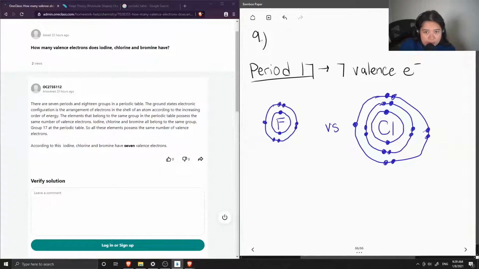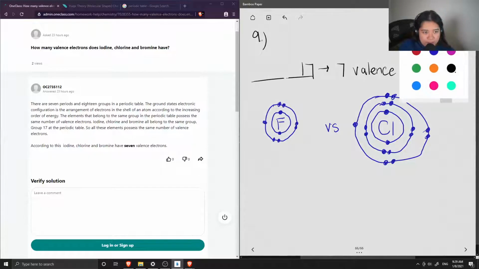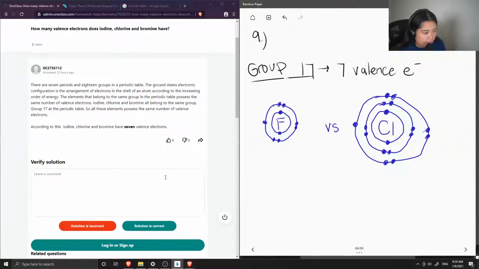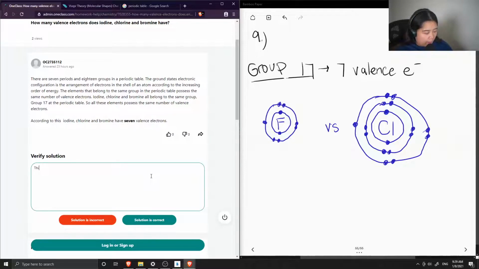I think I messed up the wording here. So period refers to the rows, but the columns are called just groups. So this is just called group 17. So I kind of caught that last minute while I was reading the solution. Group 17, 7 valence electrons. So this solution is correct.